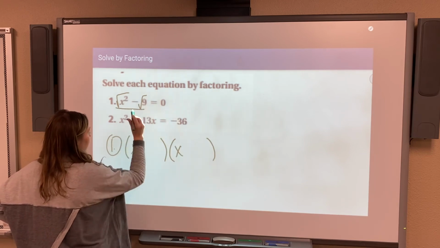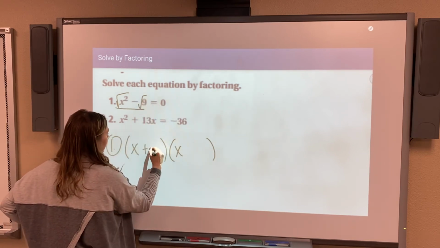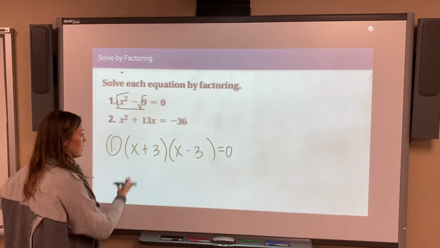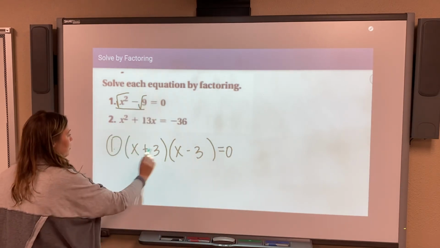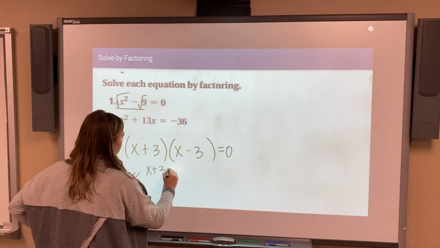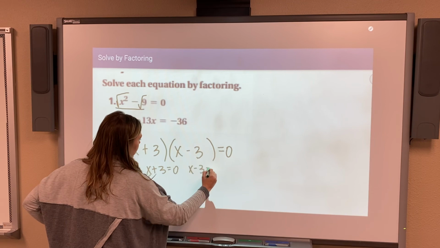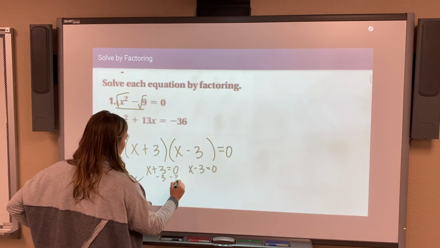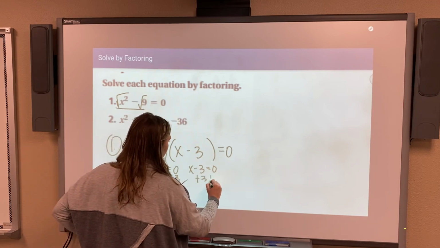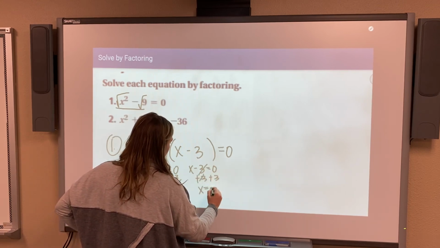To get a positive 9, we have a plus 3 and a minus 3 equals 0. Okay, so that's a special case. You just square both of these for your 2 terms. Set them equal to 0. X plus 3 equals 0, and x minus 3 equals 0. Subtract 3, x equals negative 3. Here we add 3, x equals positive 3.